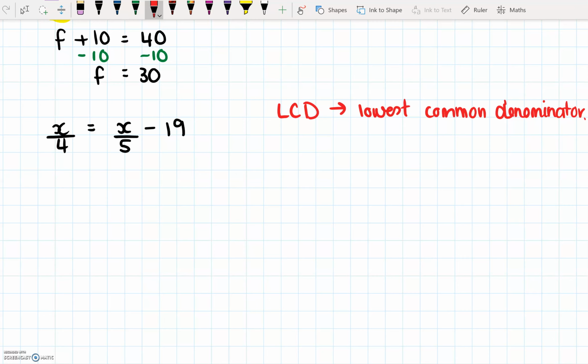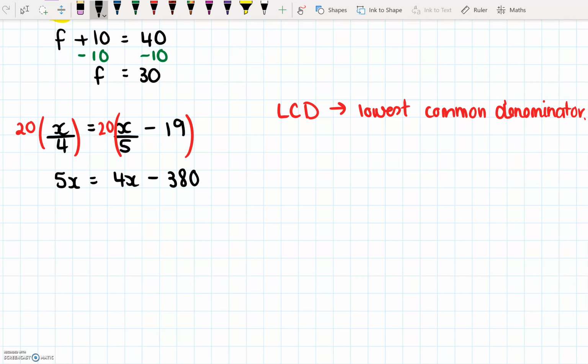So what we're going to do is multiply both sides by 20. So 20 times x over 4. Now, what you need to do here is 20 divided by 4. This is an easy way. 20 divided by 4 is 5. So we have 5x is equal to 20 divided by 5 is 4. So we have 4x minus 20 times 19, which should be 380.